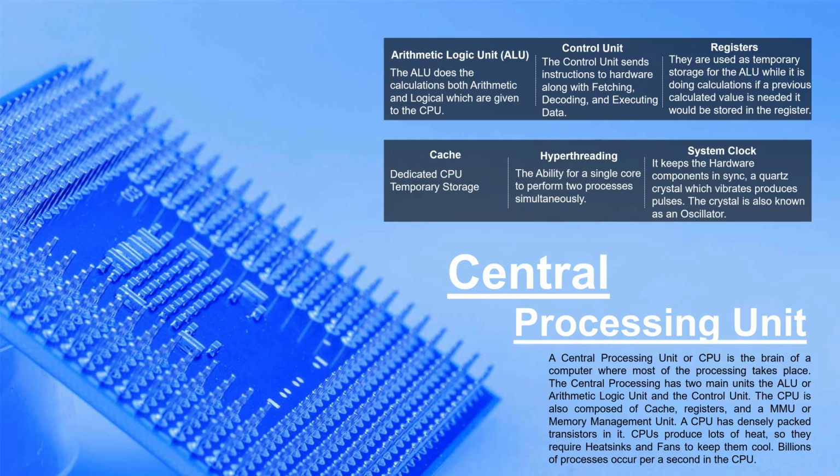Next, system clock. The system clock is something within the CPU that keeps the hardware components in sync. It's a tiny quartz crystal which vibrates and produces pulses that happen at set intervals. The crystal is known as an oscillator. These crystals can also be found in common items like watches and clocks.